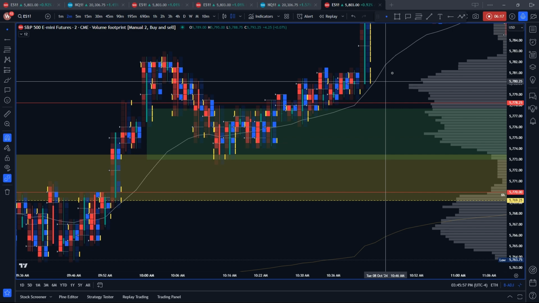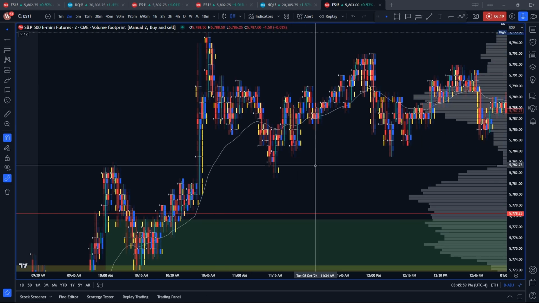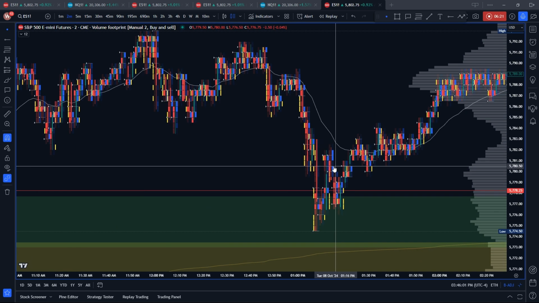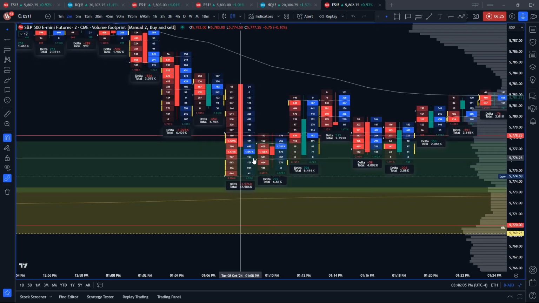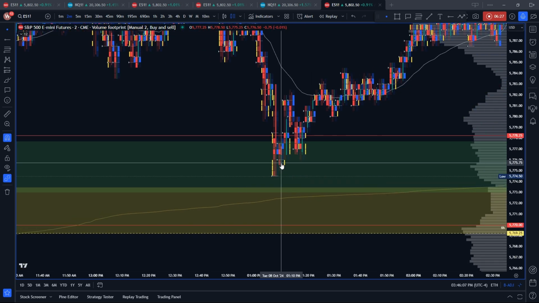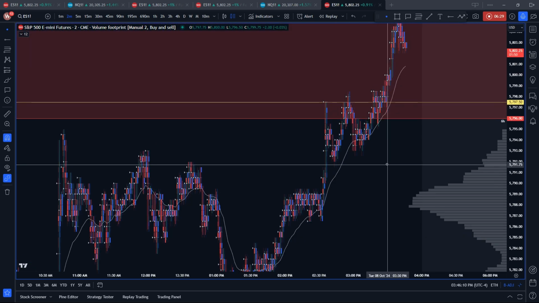I was still short biased, but after this pop up, that's when I started looking for a long entry, and I was very patient with it, and I got in over here. So I guess that's it.